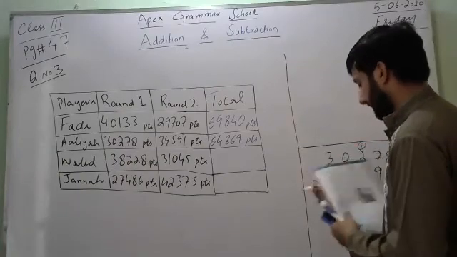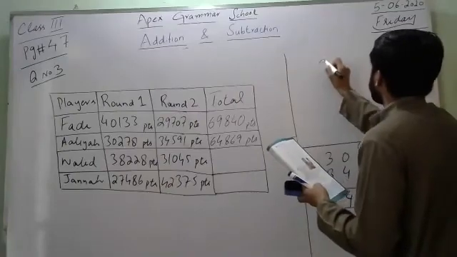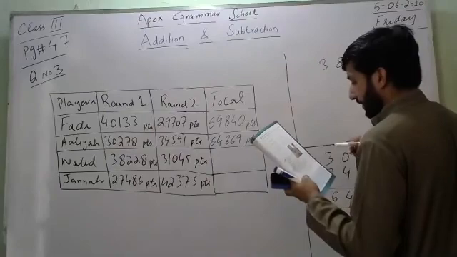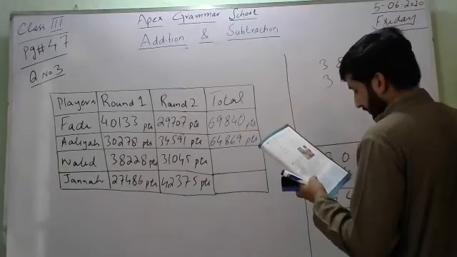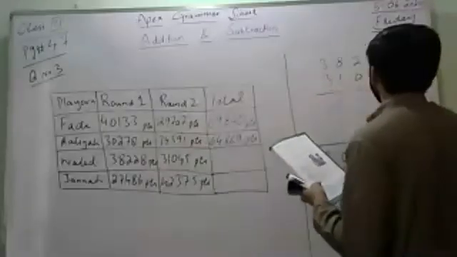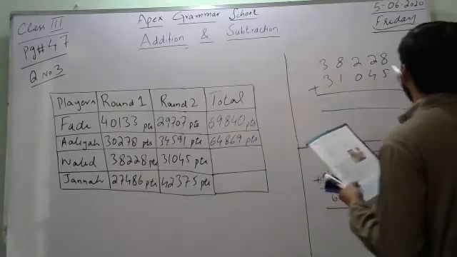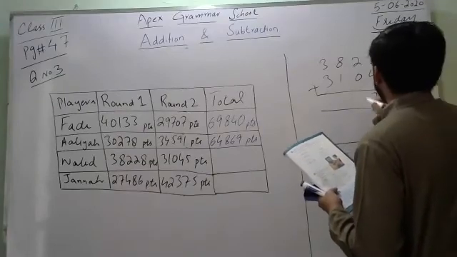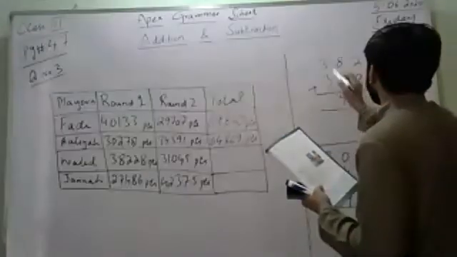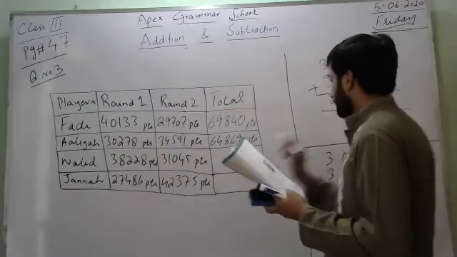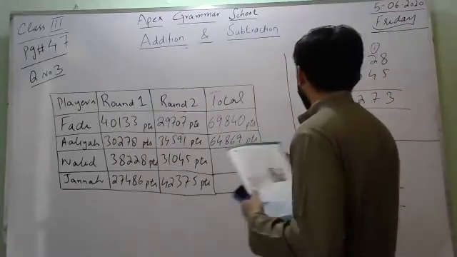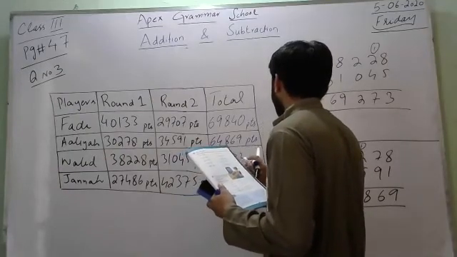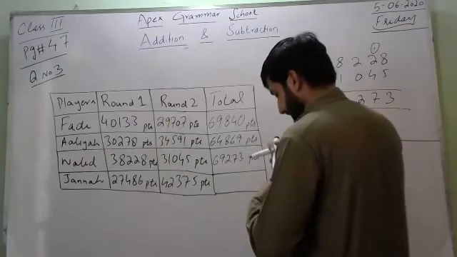Now total of Walid. Walid has 3, 8, 2, 2, 8 points in round 1 and 3, 1, 0, 4, 5 points in round 2. 8 plus 5, 13, 1 carry, 4 plus 2, 6, 6 plus 1, 7, 2, 8 plus 1, 9, 3 plus 3, 6. Walid has 6, 9, 2, 7, 3 points.